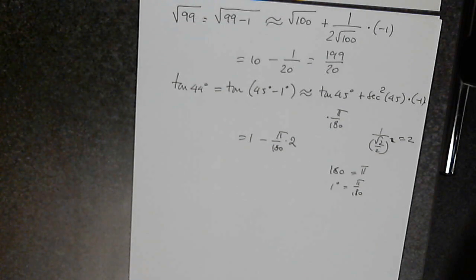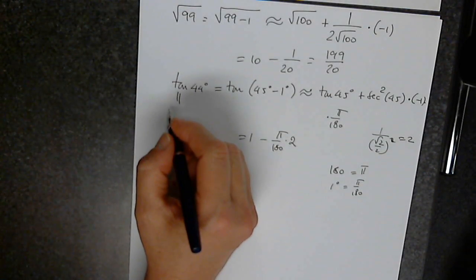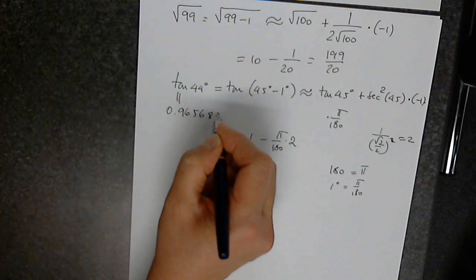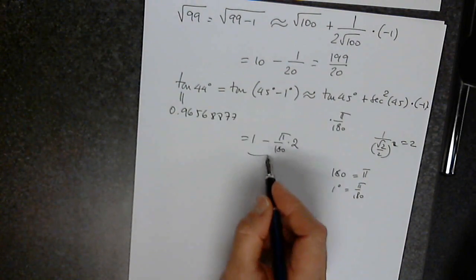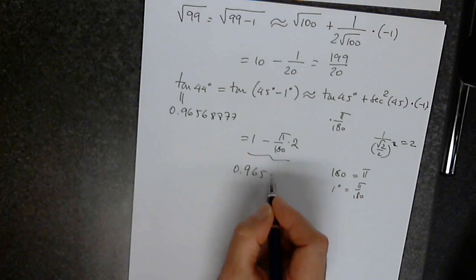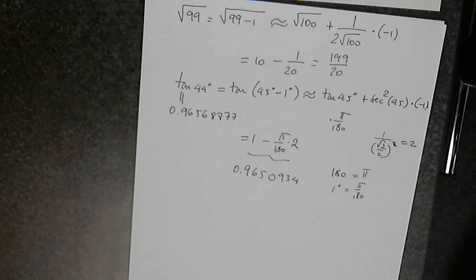So tangent 44, very good. It has to be that close. So this was 0.96568877, and our calculation was 0.96500934. So they had to wait to invent calculus to determine tangent 44.